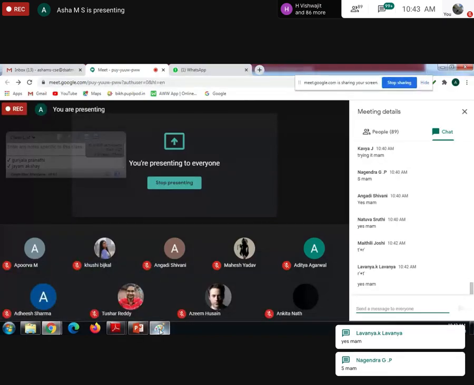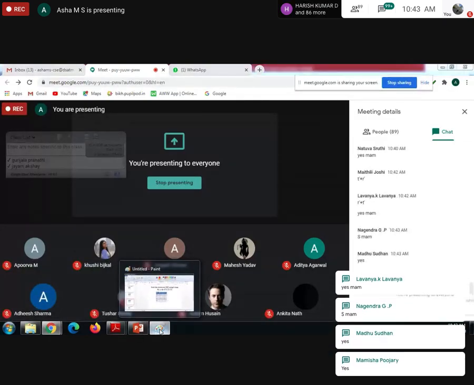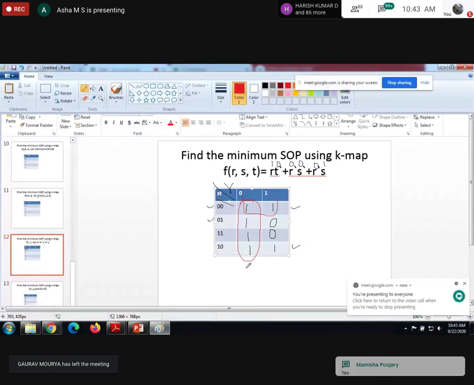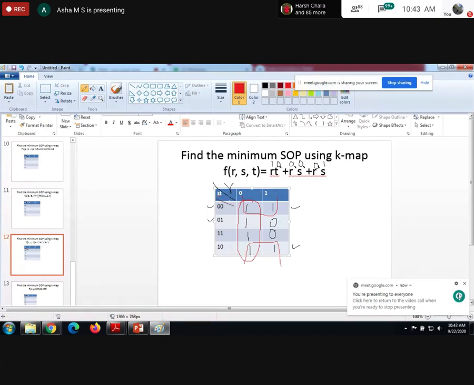So it will make a quad once again. Now grouping is done. Next, write the SOP.